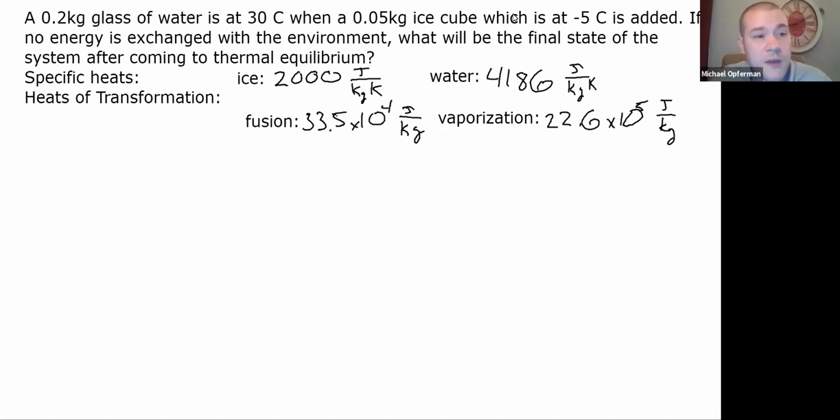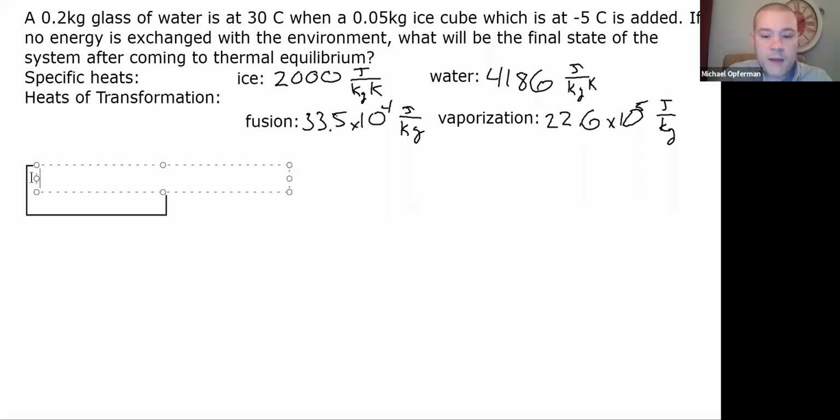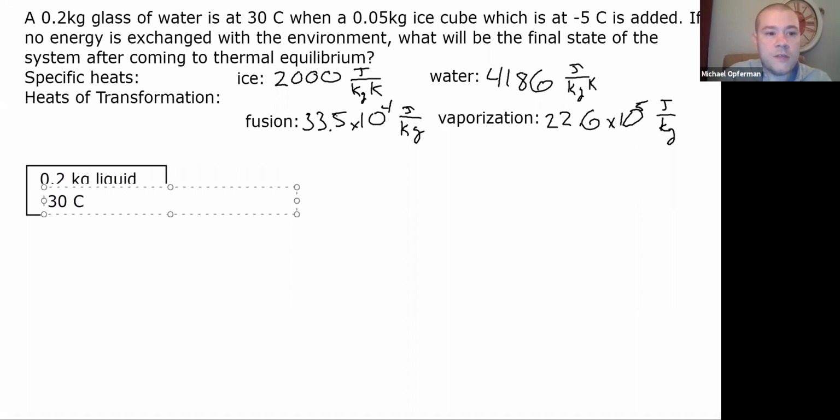Okay, so I'm going to use my flowchart method that I introduced in previous videos. And first, make note of my two initial states. So we've got, let's start with the water, because the water is going to be easier. The mass of water is 0.2 kilograms, and it is liquid water. Let's even just go ahead and call it liquid. And that is at 30 Celsius.